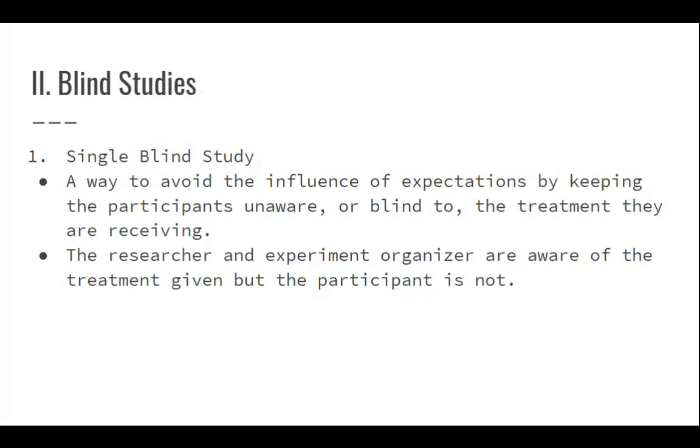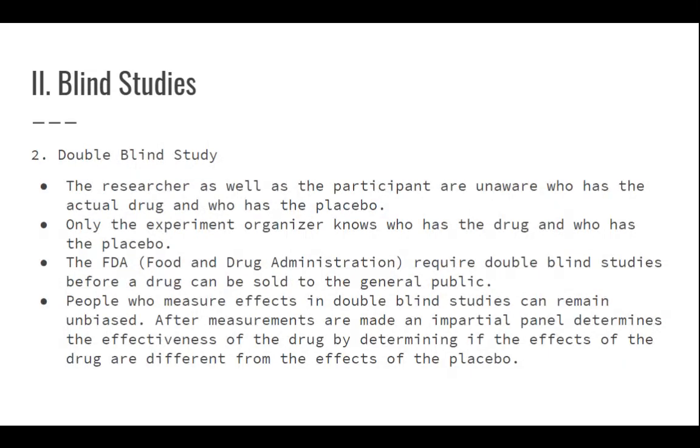Next, we have a blind study. This is a way to avoid the influence of expectations by keeping the participants unaware, or blind, to the treatments they are receiving. In this type of study, the researcher and the experiment organizer are aware of the treatment given, but the participant is not. So that doctor, he was actually a part of what the FDA requires, which is a double-blind study. In a double-blind study, neither the researcher nor the participant is aware of who actually has the drug and who has the placebo. Only the experiment organizer knows who has the drug and who has the placebo.